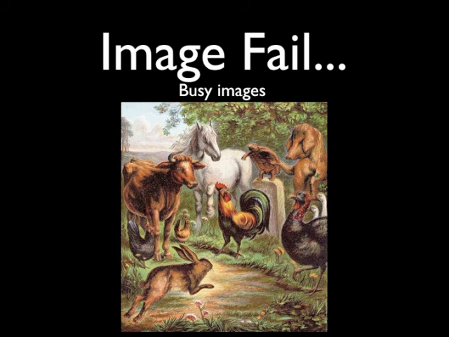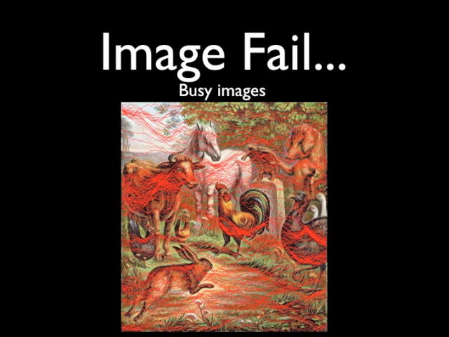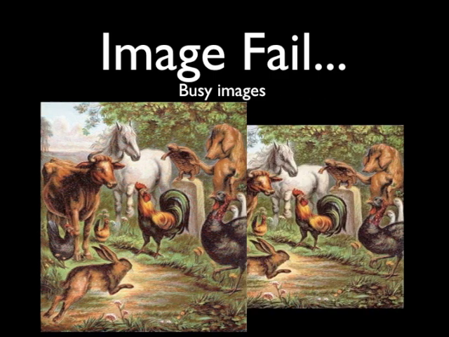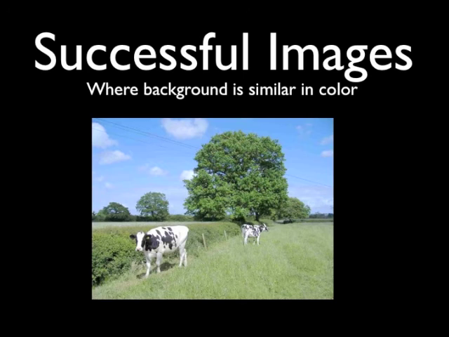Instances where the algorithm receives less than desirable results are where the image is very busy. In this image here, there aren't many good seams to remove, so we end up with a bit of a squished cow. The algorithm has the most success in images where the background is fairly consistent in color, like this image here.